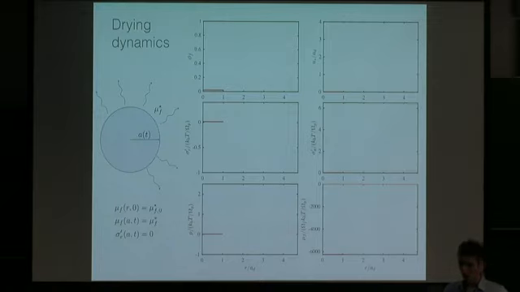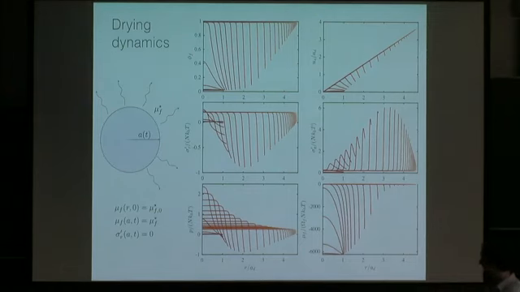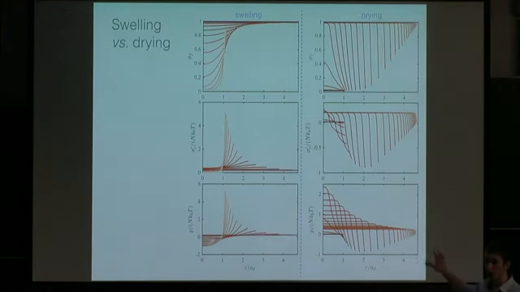And so again, two important points. One is that it's complicated. And two, now I'm going to take away one of these columns and put drying and swelling next to each other. So now this is swelling, this is drying. So it's complicated and is not at all the same as the swelling process.